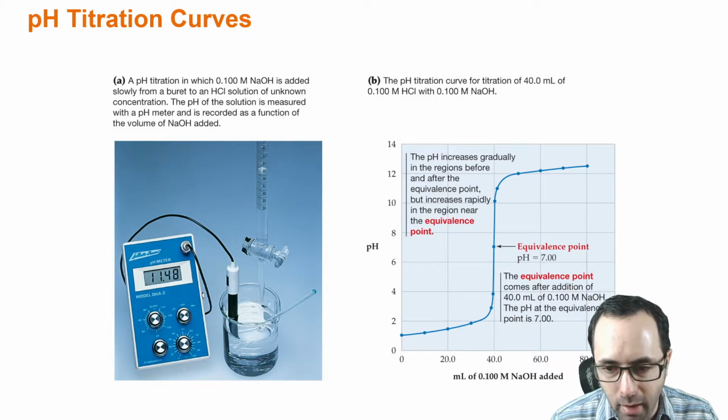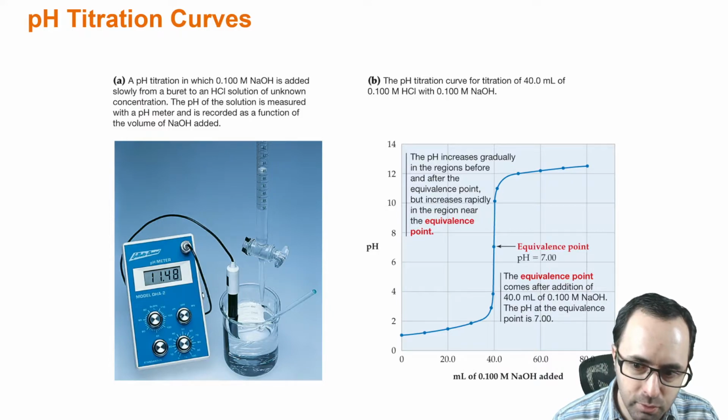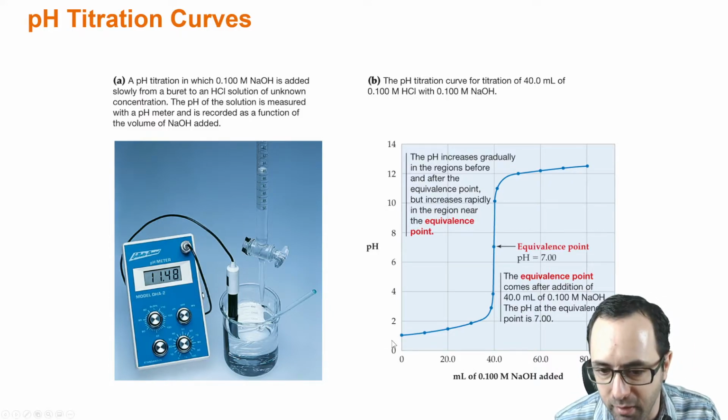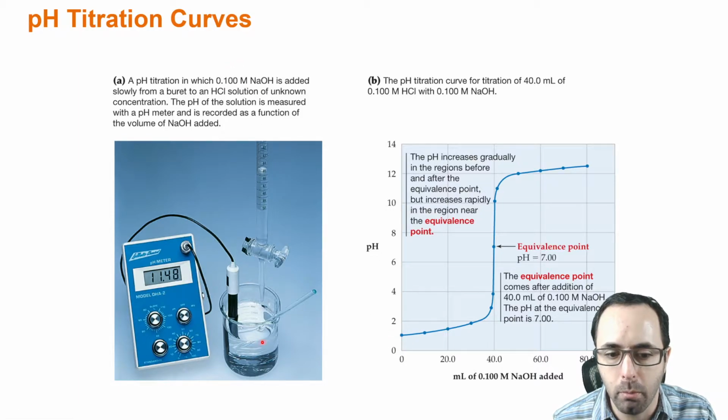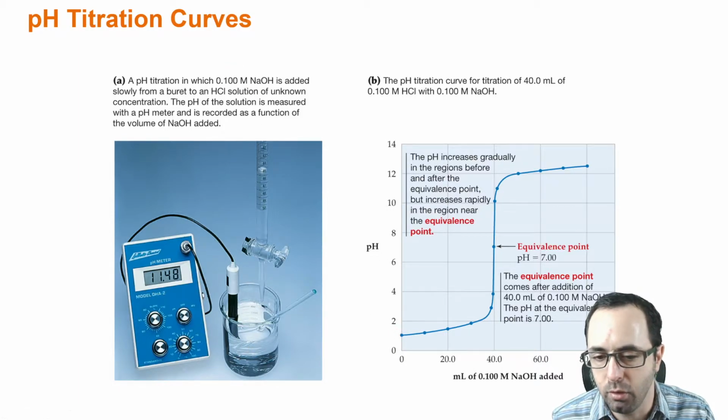And so this is a strong acid, strong base titration. So what you saw was we started off at low pH, pH 1, because it's 0.1 molar HCl. This is exactly what you guys did in the lab. And we add NaOH, and the pH was pretty flat for a while, then suddenly jumped up and increases. So the pH increases gradually before the equivalence point, and then this is the equivalence point.